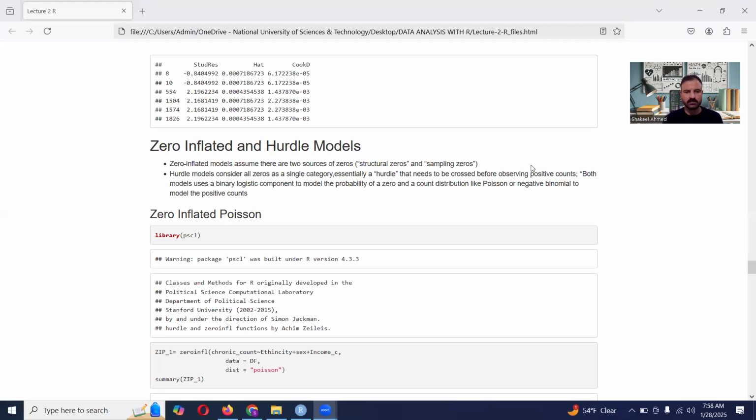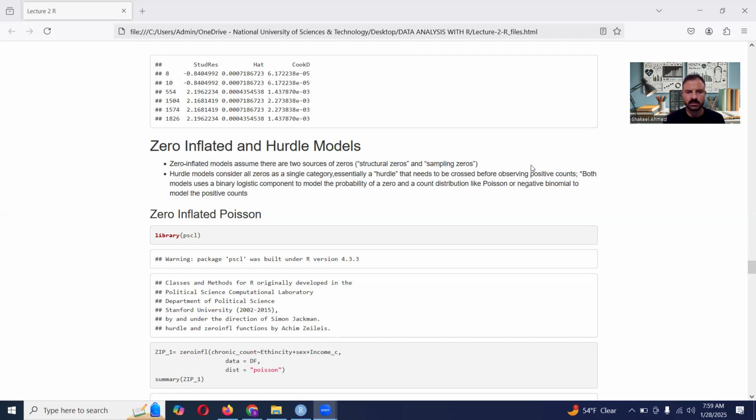This is Shakil Ahmed. In this tutorial, we will learn about zero-inflated and hurdle models. These are extensions of count models when we have a large number of zeros in our data. So we can differentiate these two types of models. One is the zero-inflated model, and the second one is the hurdle model.